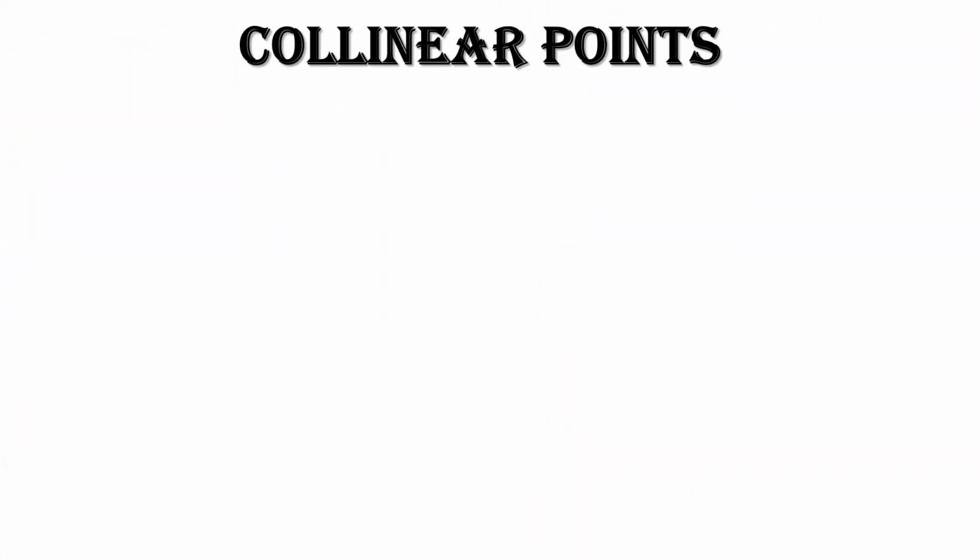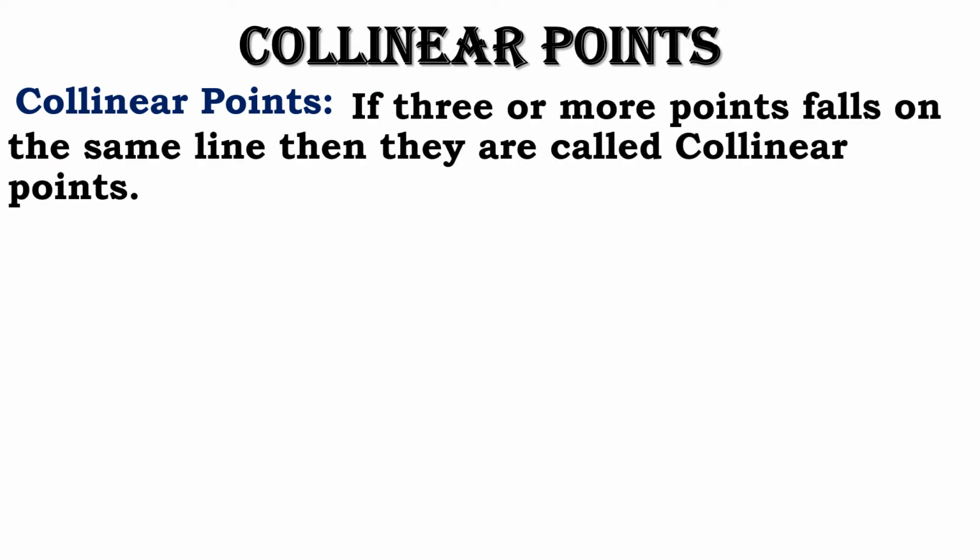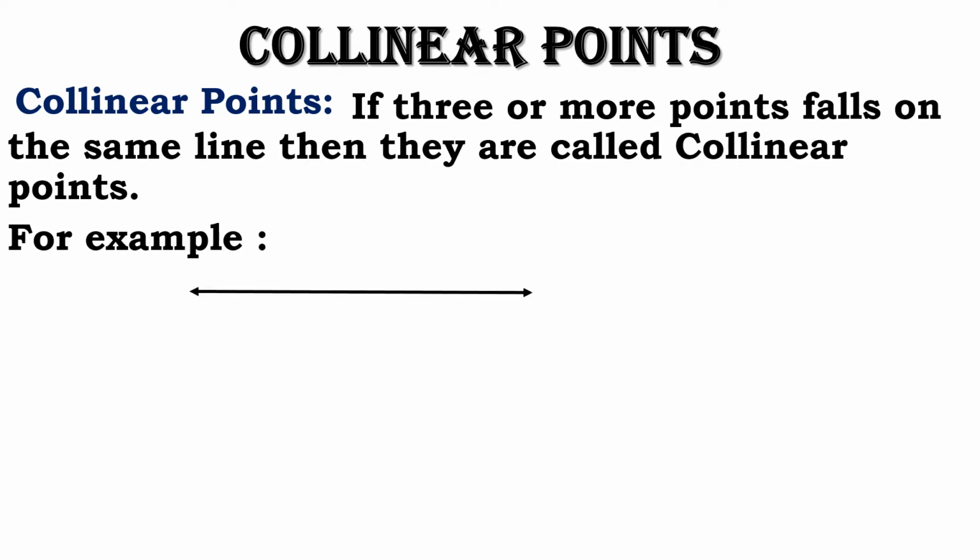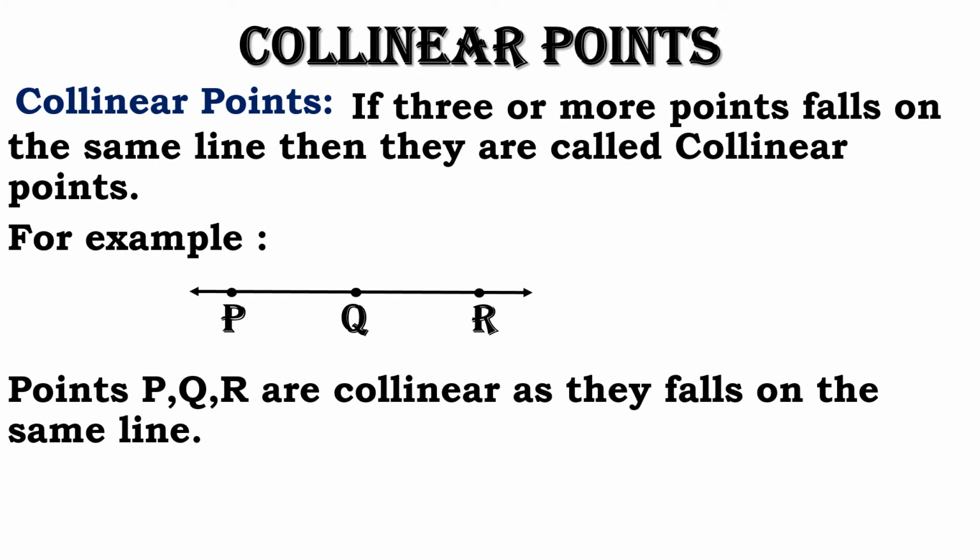What are collinear points? If three or more points fall on the same line, then they are called collinear points. For example, here we have a line. You can see that points P, Q and R are on the same line, or you can say that they contain exactly a single line. Hence points P, Q and R are collinear points.